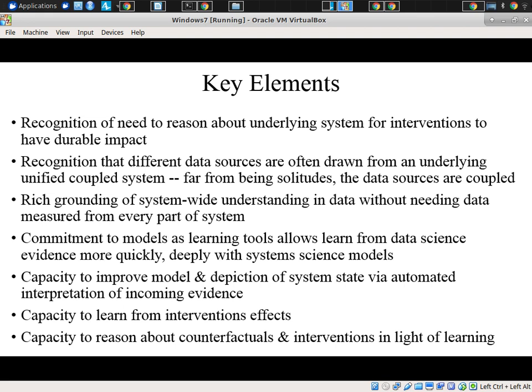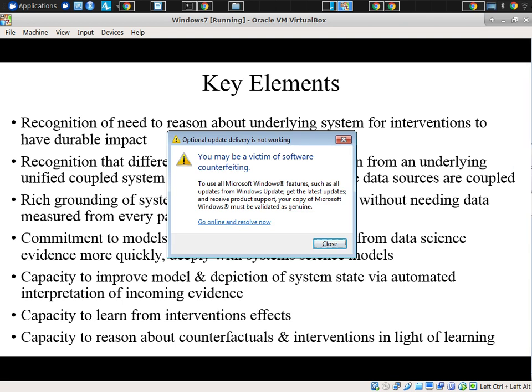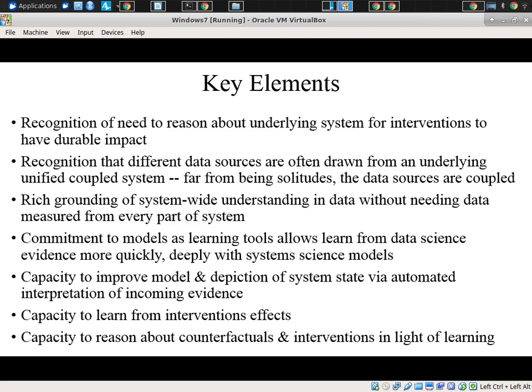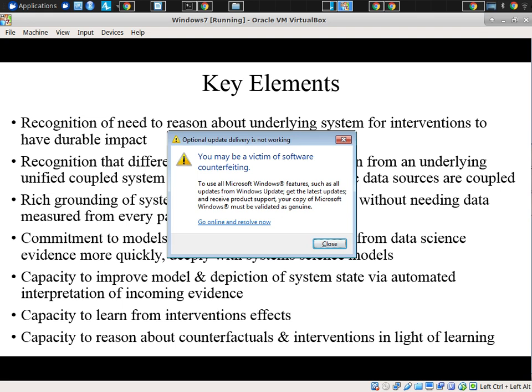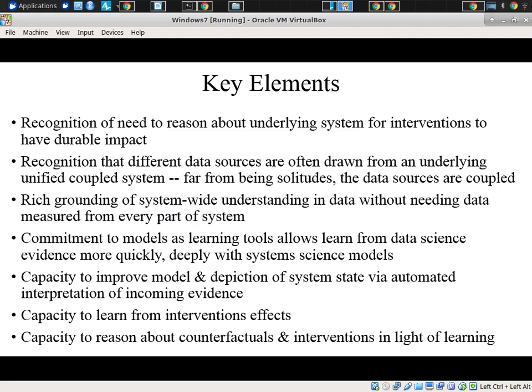And I believe deep learning and other less theory-grounded approaches have a place in that. But I also believe that model structure can be evolved using additional approaches which are just being explored now at a research level. There's a further capacity here to learn effectively from intervention effects, because our system science models are designed to reason about interventions and reason about counterfactuals more effectively.